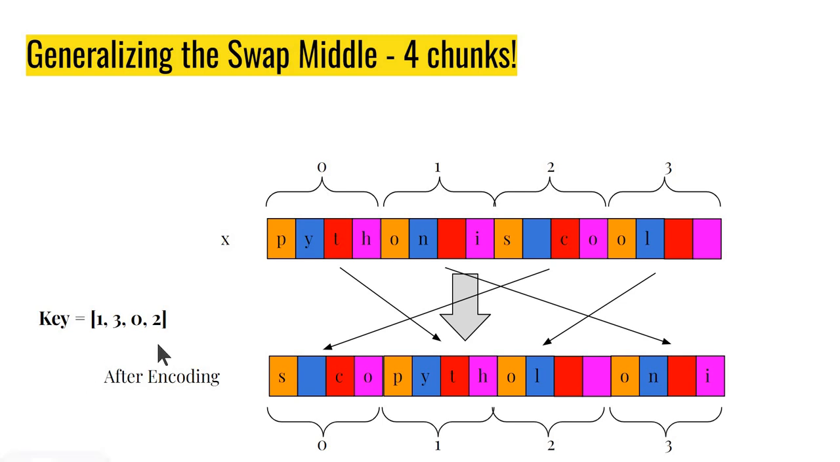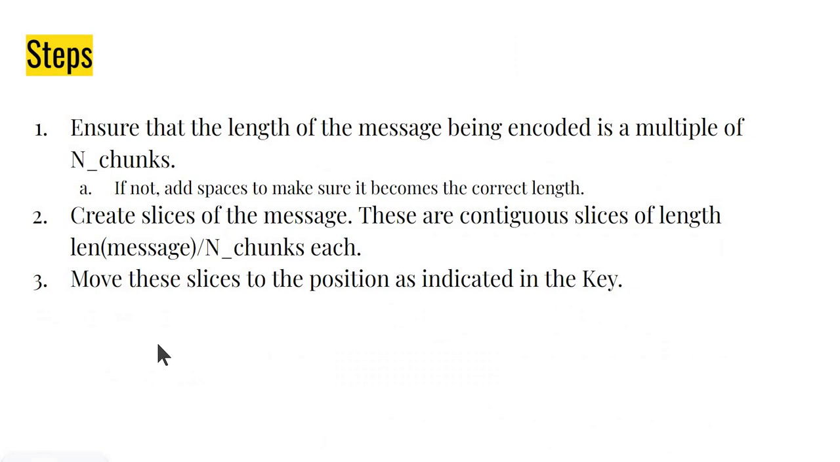So let's see how we can do this. It's really not that hard. What we need to do, number one, is ensure that the message being encoded is of a length that is a multiple of n chunks, because if that is not the case, then we'll have to add some spaces, otherwise we'll run into some strange problems, right? Once I do this, I create slices of this message. These are contiguous slices because I'm taking the entire chunk together, and each of these slices has a length of len message divided by n chunks, and that's quite reasonable. And finally, I move these chunks to the positions as indicated in the key.